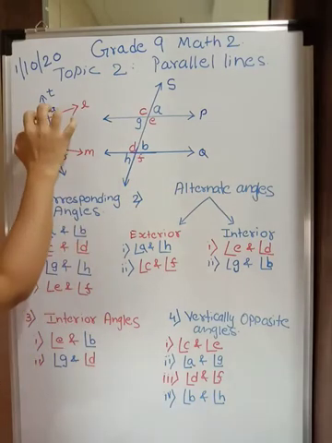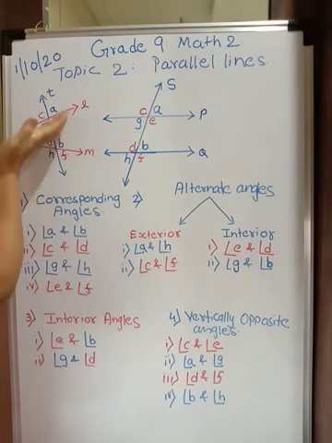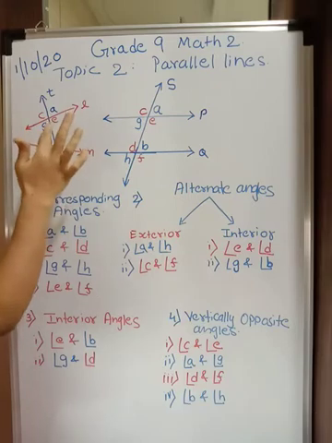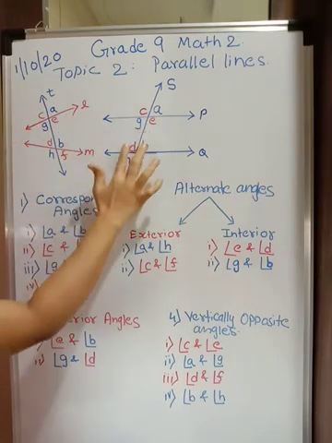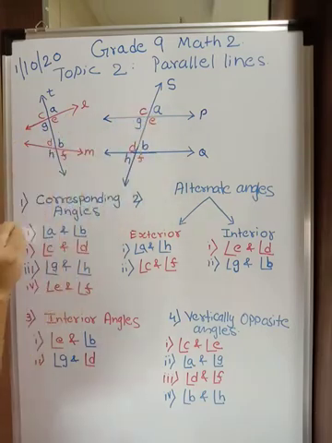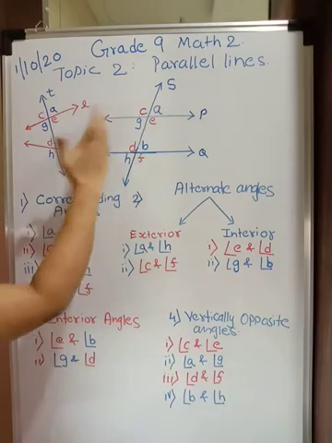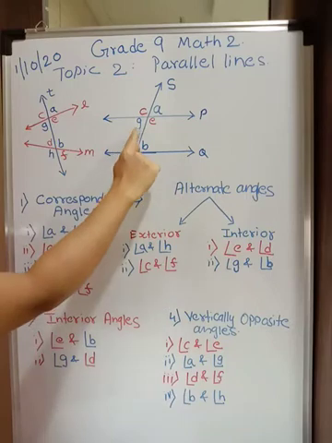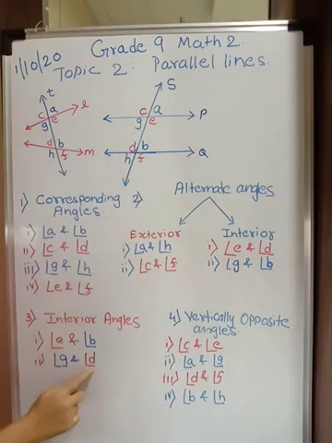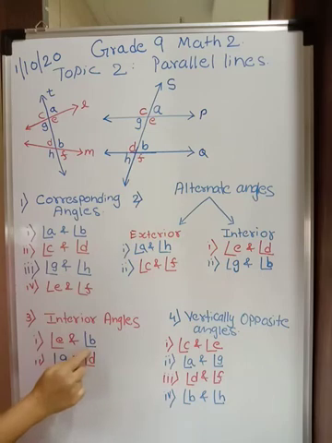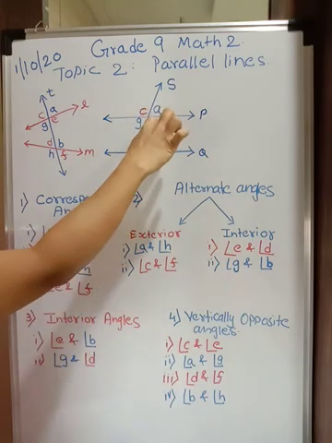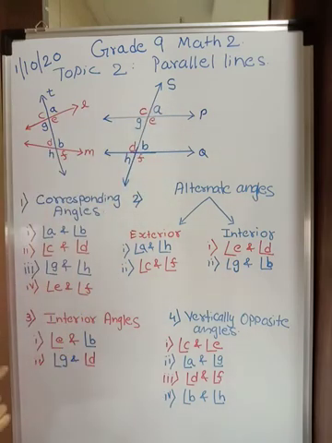Now the third category of angles are interior angles. Interior means lying inside, that is between two lines, they need not be parallel, between two lines and inside. Therefore, they are called interior angles, and on the same side of the transversal. So G and D is one pair, E and B forms another pair. These are the two pairs of interior angles.